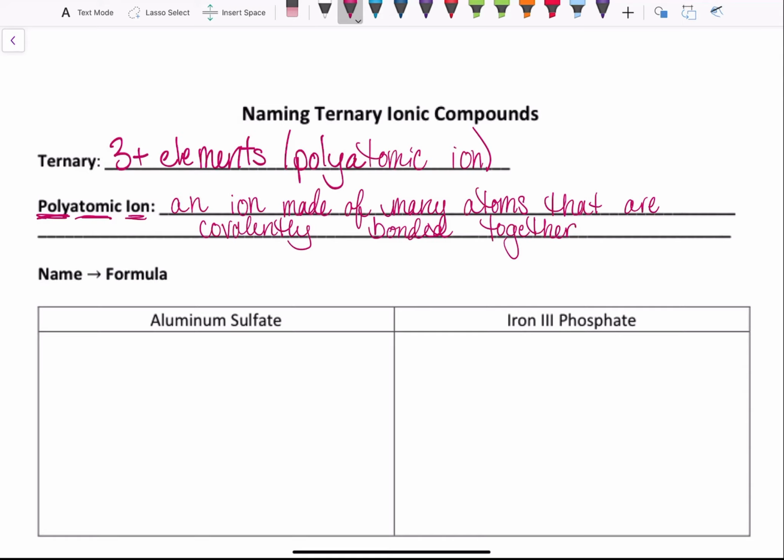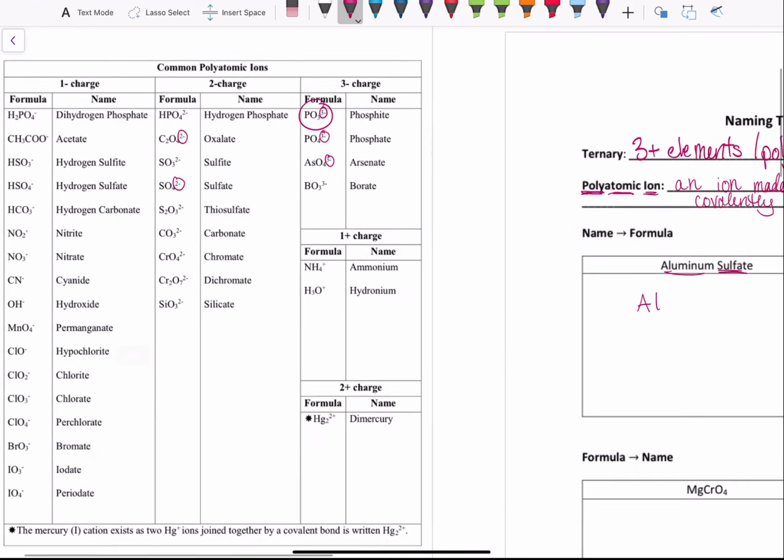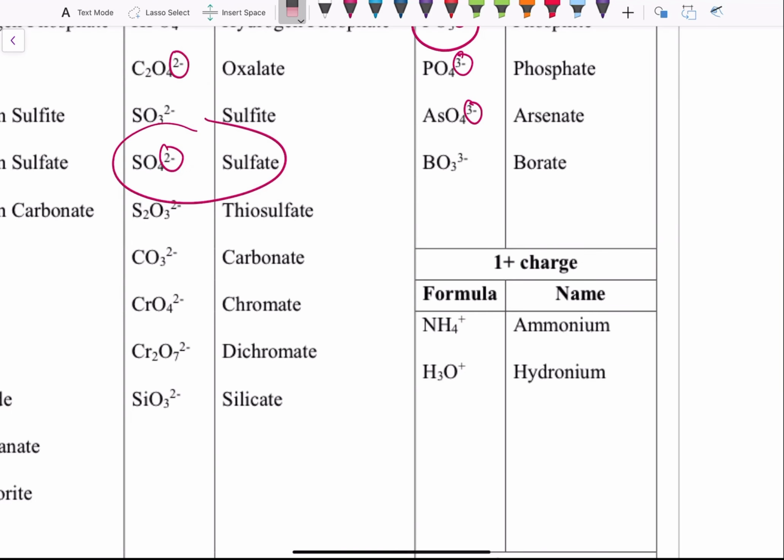All right, let's get started doing some practice and learning how to go from name to formula and formula to name. So up first, name to formula. It's going to be very similar to what we have previously done. We just have to watch for our polyatomic ions now. Okay, we see aluminum. We know aluminum is Al, and we see sulfate. So sulfate is on our list. And sulfate right here is SO4 2-. So 2-, that's the oxidation number.